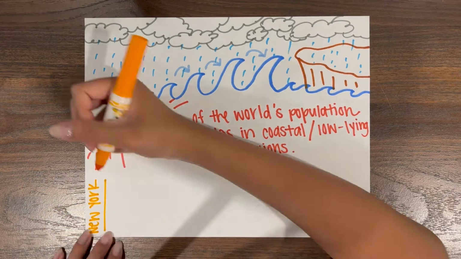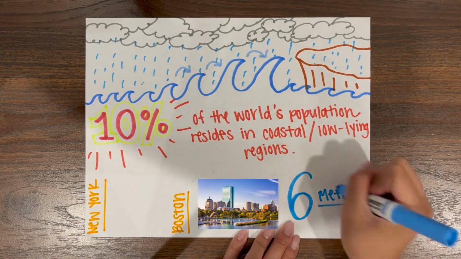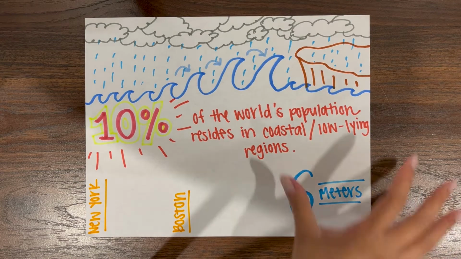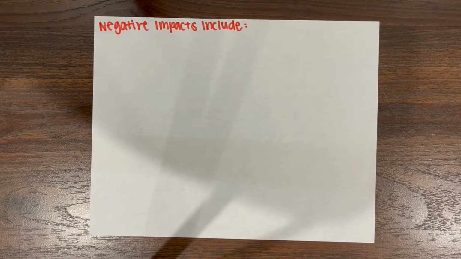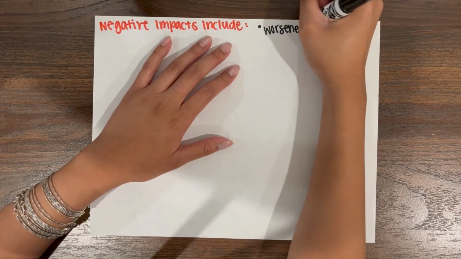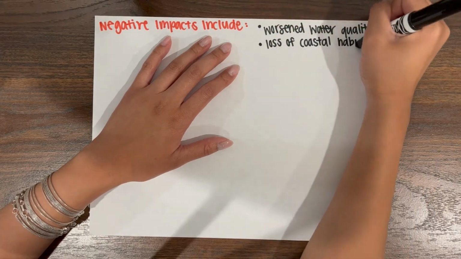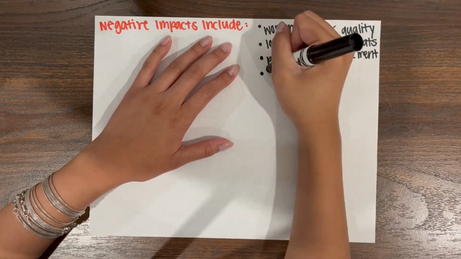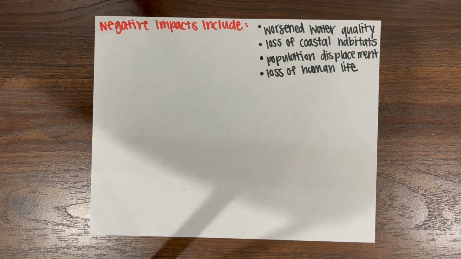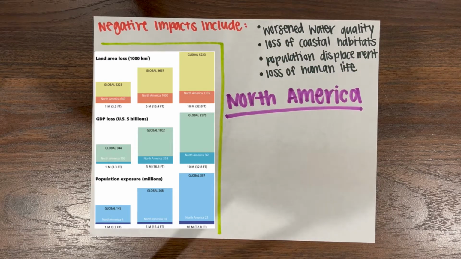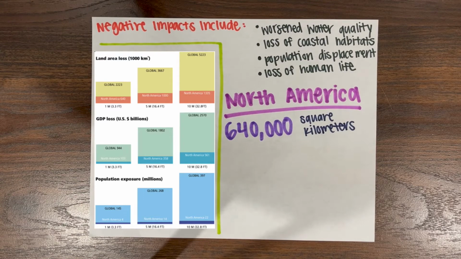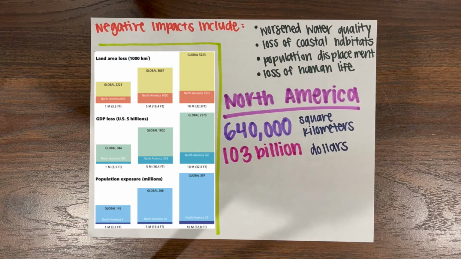In fact, most of New York City and Boston would be submerged if the sea level were to rise by 6 meters. Even those that aren't considered residents of coastal or low-lying areas are still at risk of rising sea level effects. Negative impacts include worsened water quality, loss of coastal habitats, population displacement, and loss of human life. If the ocean were to rise by 1 meter, the amount of land and gross domestic product lost would be substantial. North America alone would lose 640,000 square kilometers and $103 billion, and displace about 4 million people.